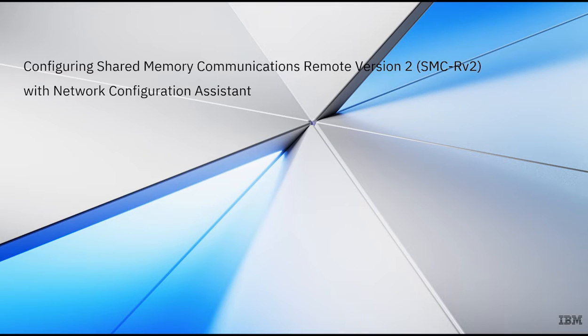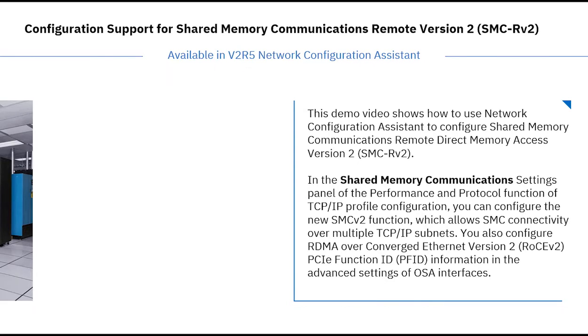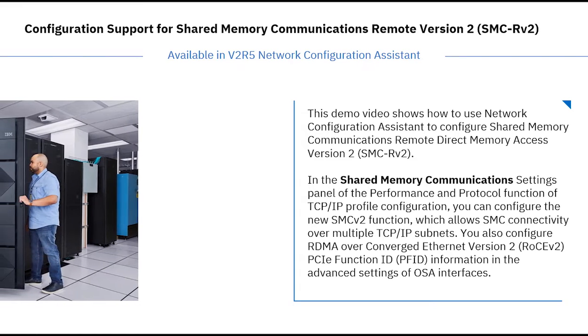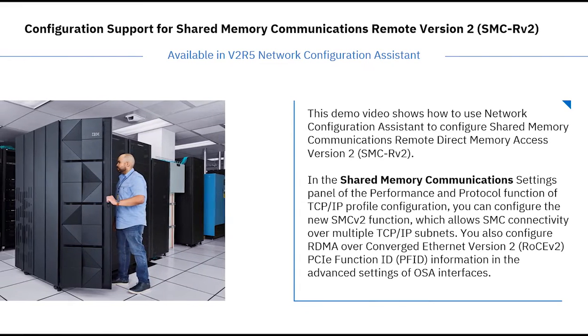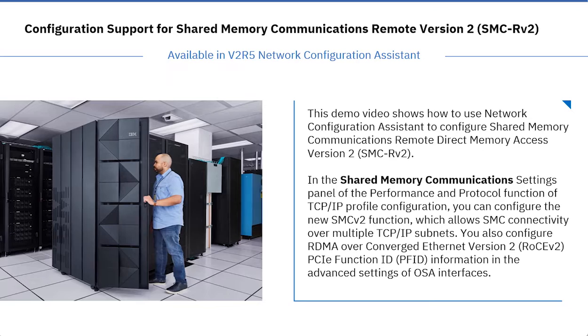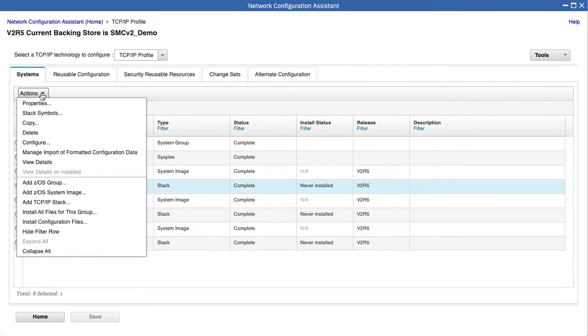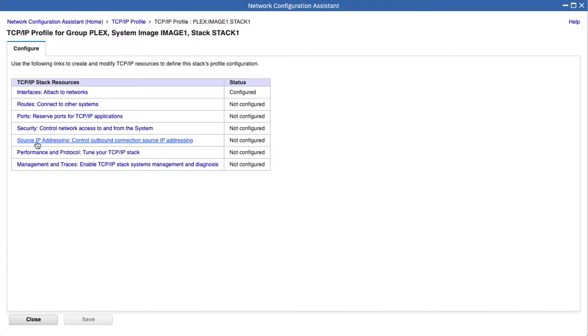In this video, I'm going to demonstrate configuring Shared Memory Communications Remote version 2, also known as SMCR v2. I'm in the Network Configuration Assistant, and I'm in the TCP/IP profile perspective. I've selected a stack, so let's configure it. I pull down Actions, Configure, and the first thing I need to do is enable Shared Memory Communications.